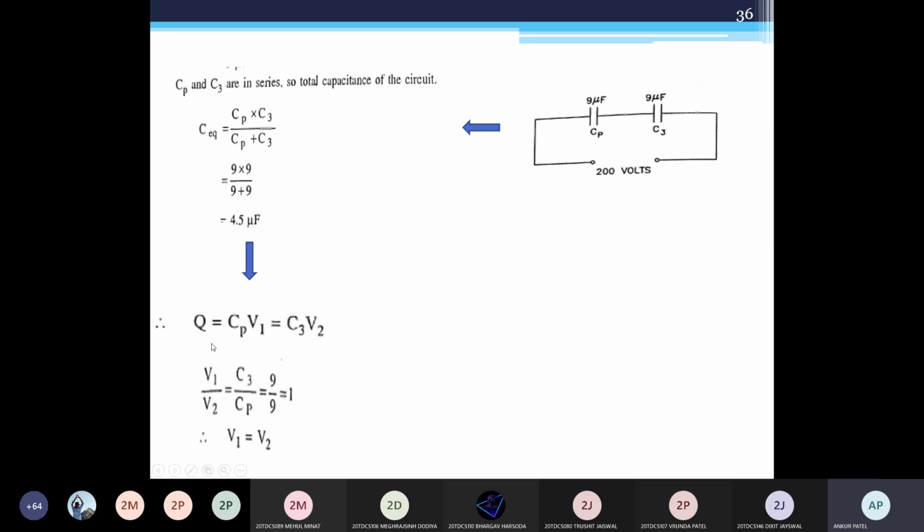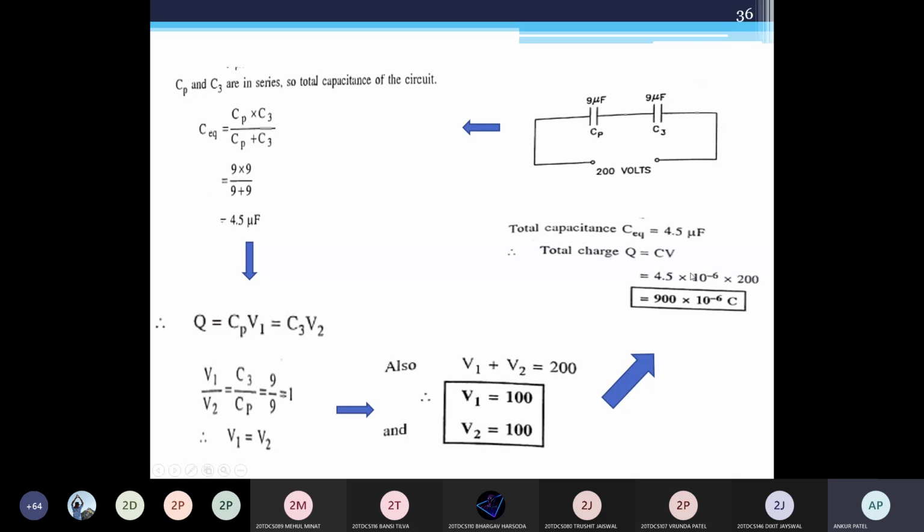Now we have to find V1 and V2. The supply voltage is equal to V1 plus V2. Since 200 volt is given and V1 equals V2, what will we get? V1 and V2 are 100 volt each. As we know, V1 plus V2 equal to 200, so V1 equals 100 and V2 equals 100.